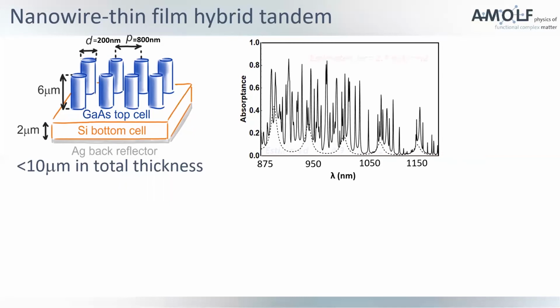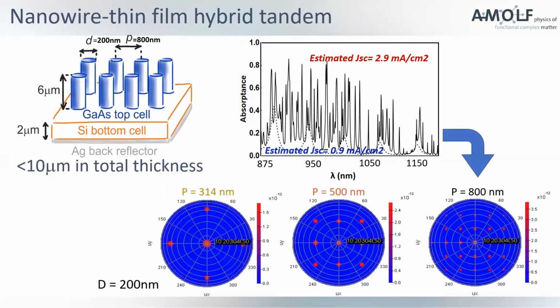This is a really good improvement. We can see that from the short circuit current of 0.9 milliampere per square centimeter, we get to 2.9, and that is a really good increase. Also, if we look at the direction of the light inside silicon, we can see this kind of diffraction pattern, exactly at the angles that we expect to see from the grating equation. So that actually shows that the principle that we talked about, the light trapping that we talked about in the first part, can be used for tandem solar cells as well.